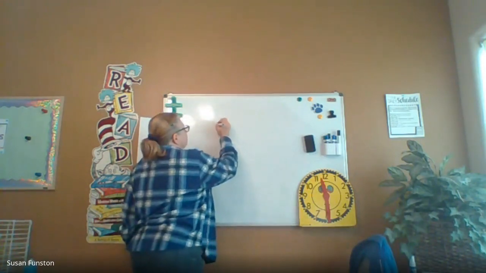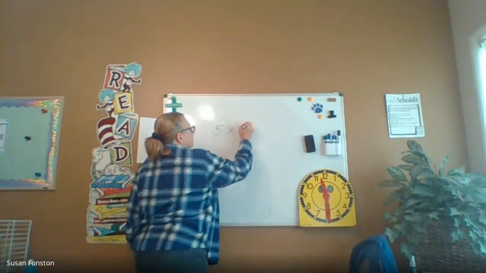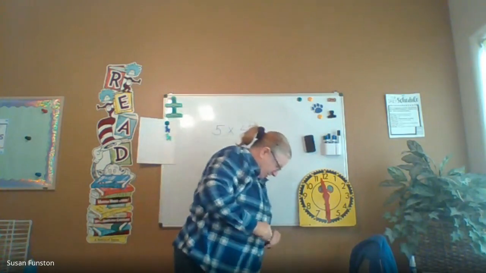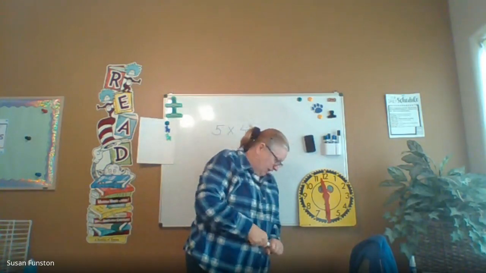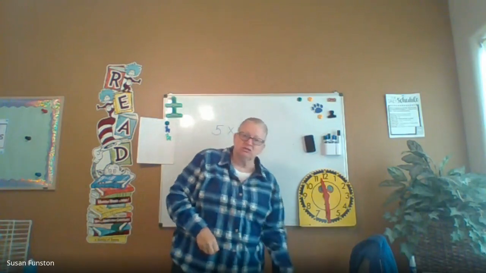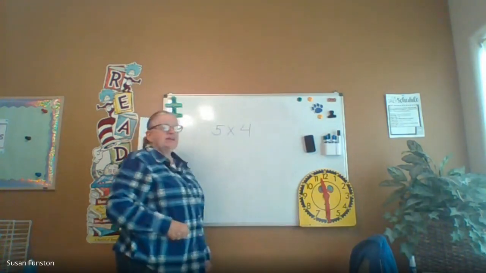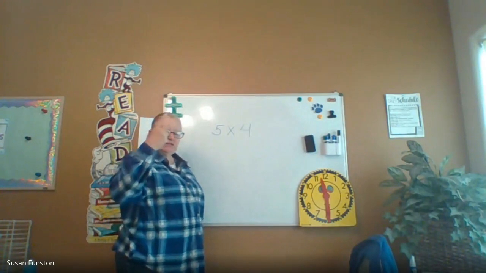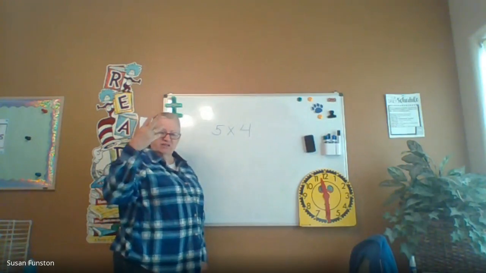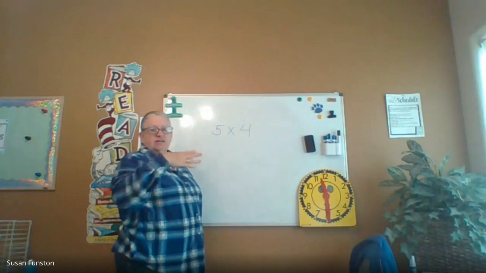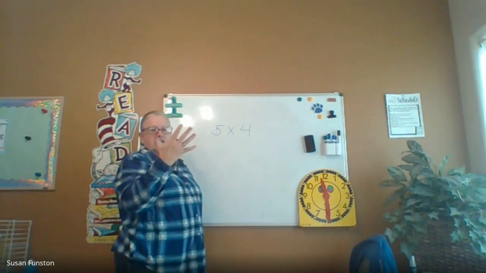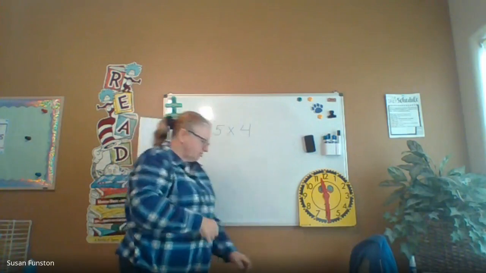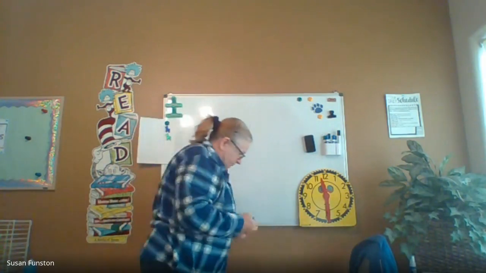We're going to start today by doing a little bit of multiplication. So 5 times 4. How can we figure this out? We can skip count by 4s. Let's try that. Ready? 4, 8, 12, 16, 20. Okay, so I counted by 4s 5 times, so my answer is 20.